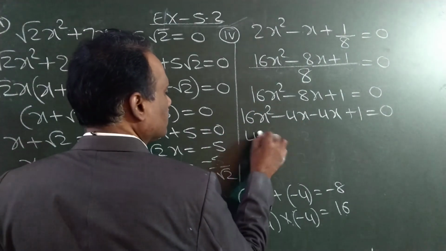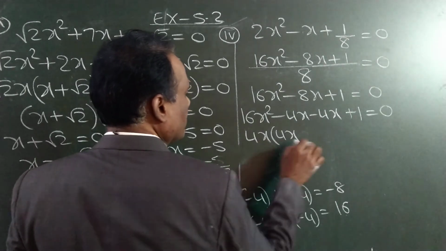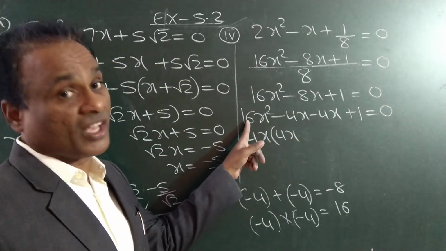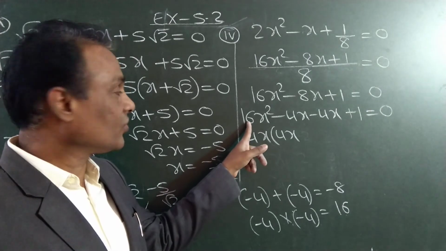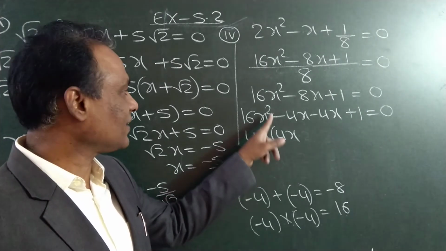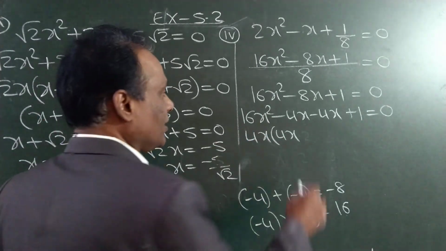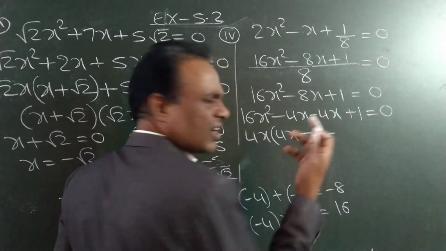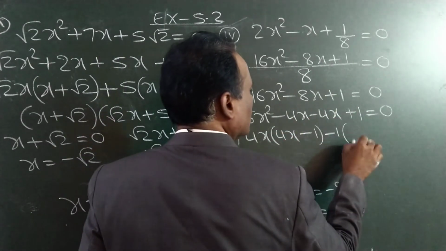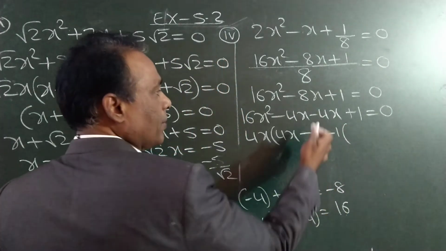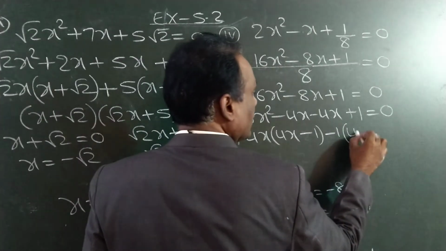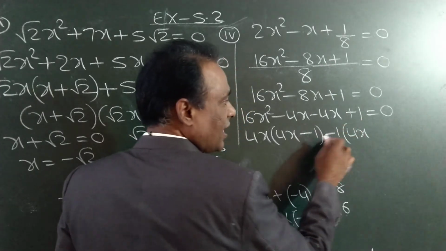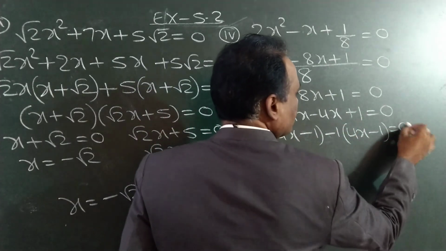4x common. Another 4x remains because 16 is 4 4s are. 4 common, another 4 remains. In x square, x common, another x. Minus 4x is common means 1. In this nothing is common, only 1 common. So minus also common, so 4x remains. The minus common means minus remains.